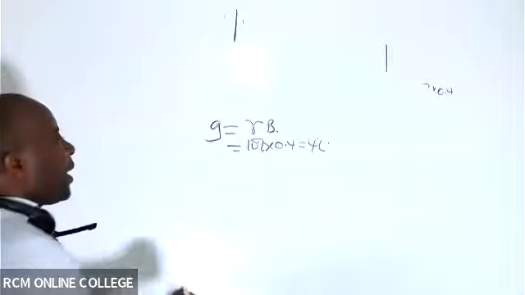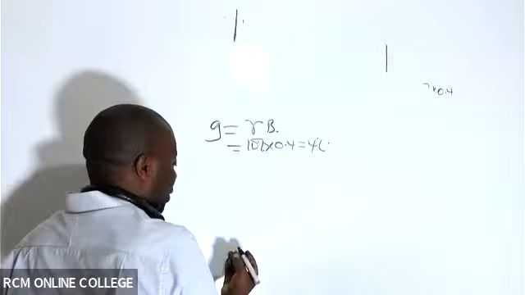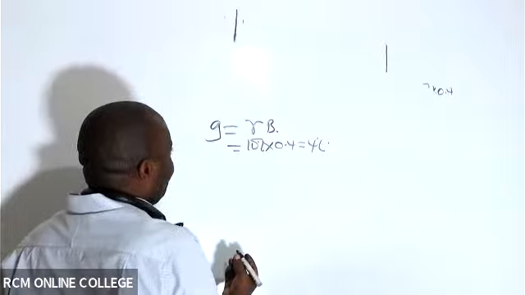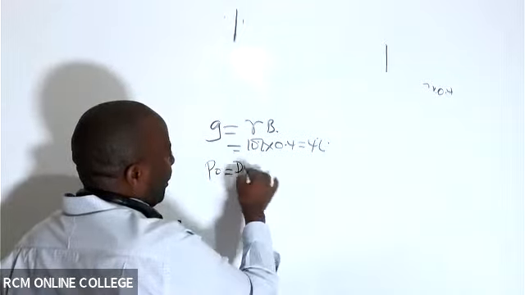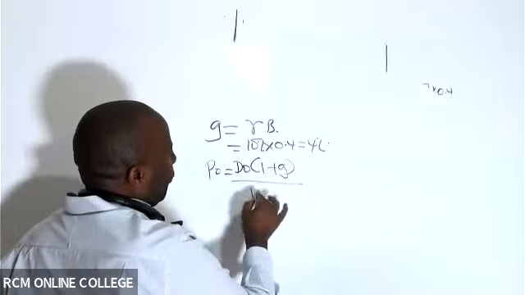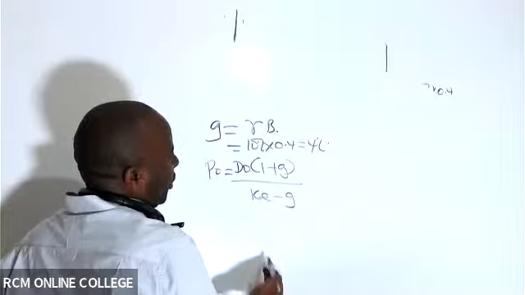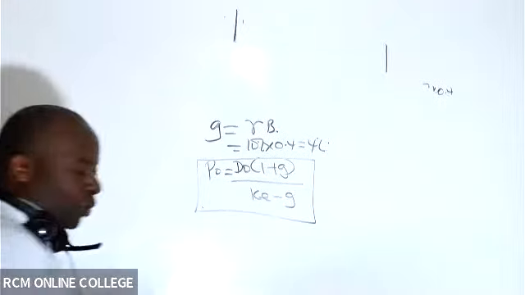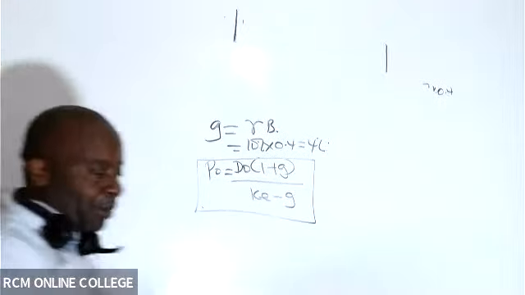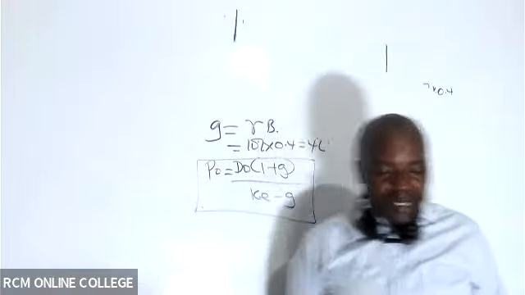After you've gotten G, at times they'll come and ask you to ascertain the P0, the value per share, which will be D0 into 1 plus G over cost of equity minus G. Right? So now I believe up to here, you guys are a little bit comfortable and you'll be able to view this video again and again.